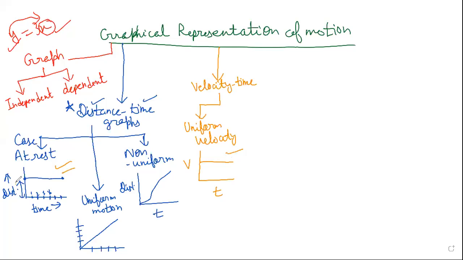But the difference is, this is distance, this is velocity. Major difference: it looks the same, but it represents uniform velocity, it represents the motion at rest. And then from velocity time, we know that the physical quantity which depends upon velocity and time is acceleration.